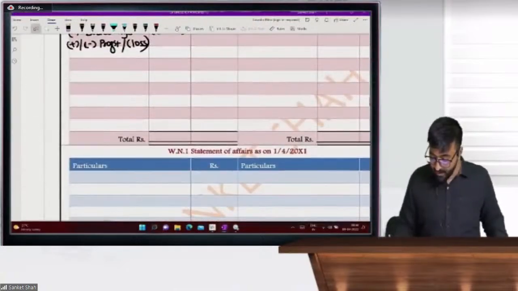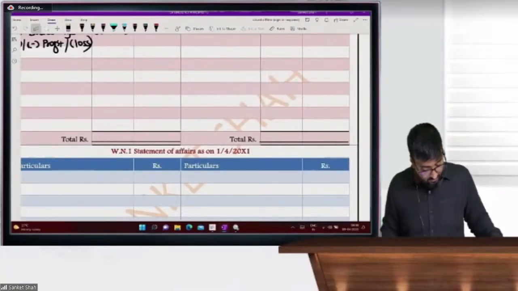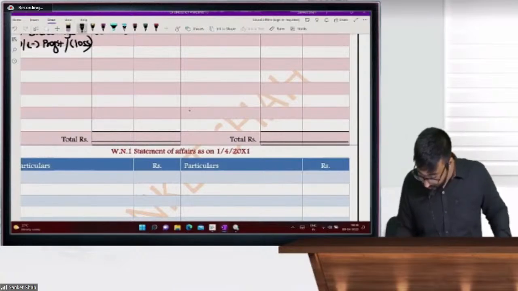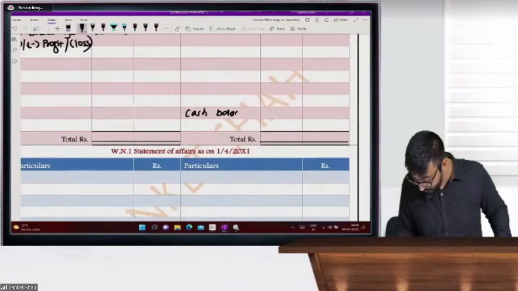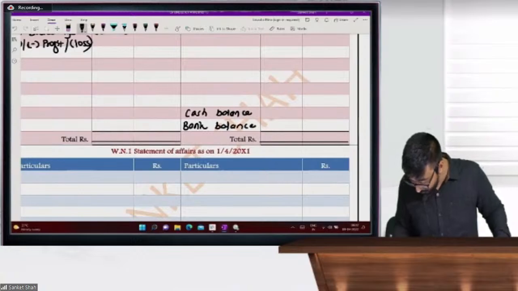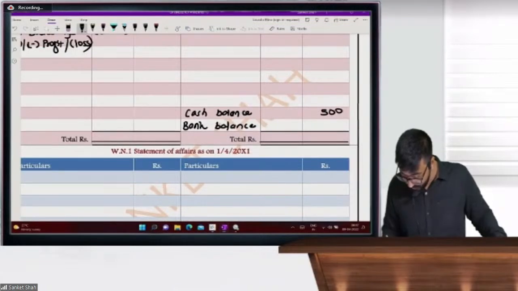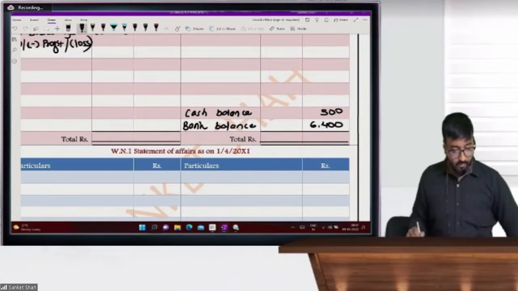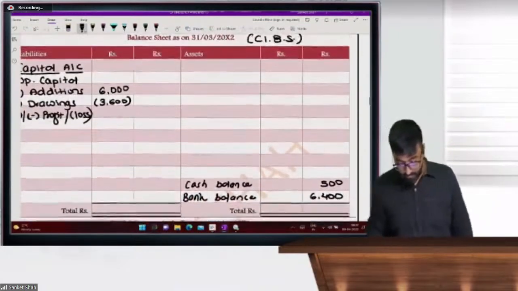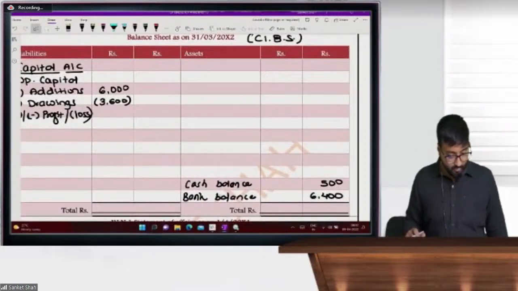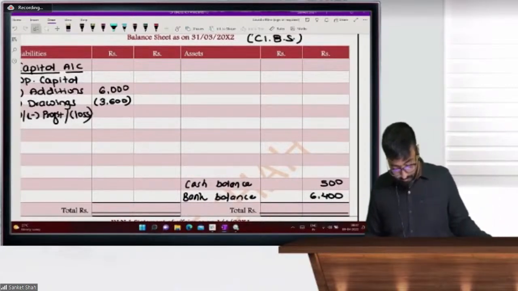And in the closing balance sheet, asset side, now closing balances. Cash balance. Bank balance. What is cash balance? 500 rupees. And what is bank balance? 6,400. Over.